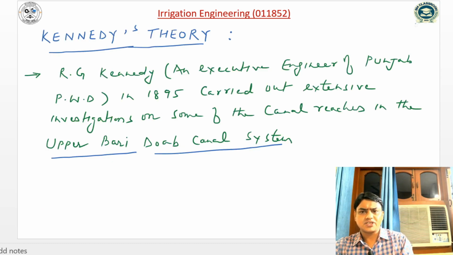So I am going to discuss Kennedy's theory. This theory was given by R.G. Kennedy, an executive engineer in Punjab PWD, and this theory was given in 1895 for the Upper Bari Doab Canal system.